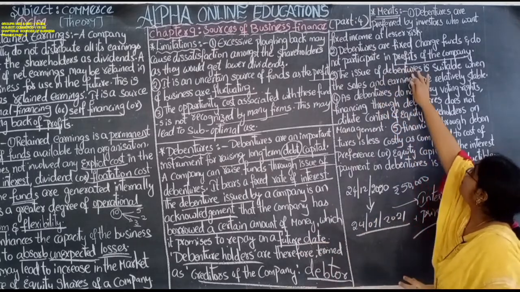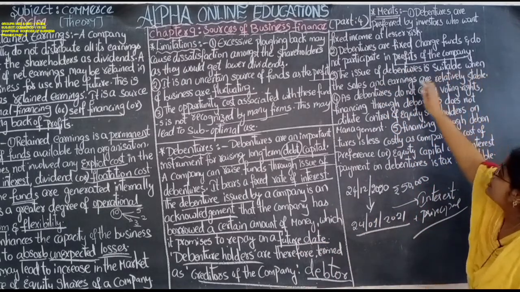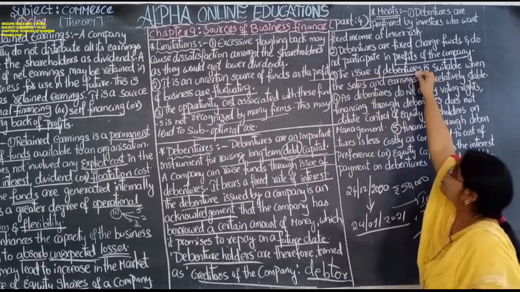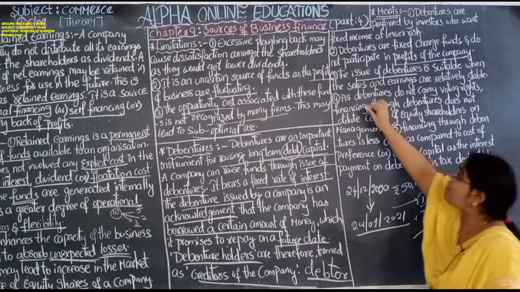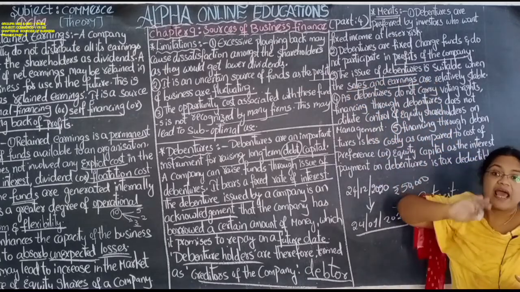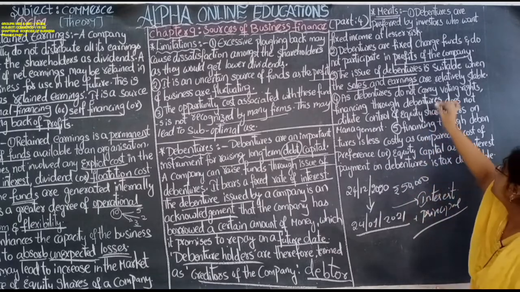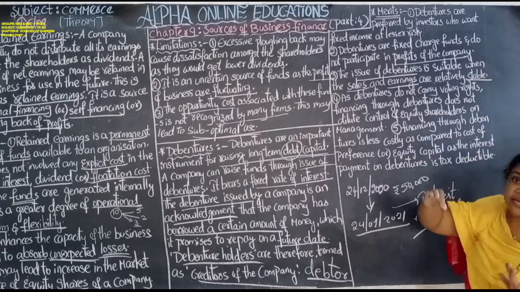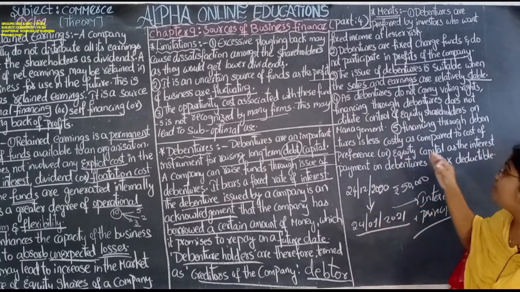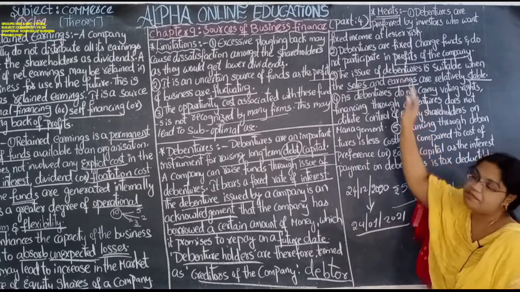The issue of debentures is suitable when sales and earnings are relatively stable. So when do we issue debentures? When our sales and earnings, meaning income, are stable, meaning constant. When sales are very good and we are getting good profits, then we issue the debentures.